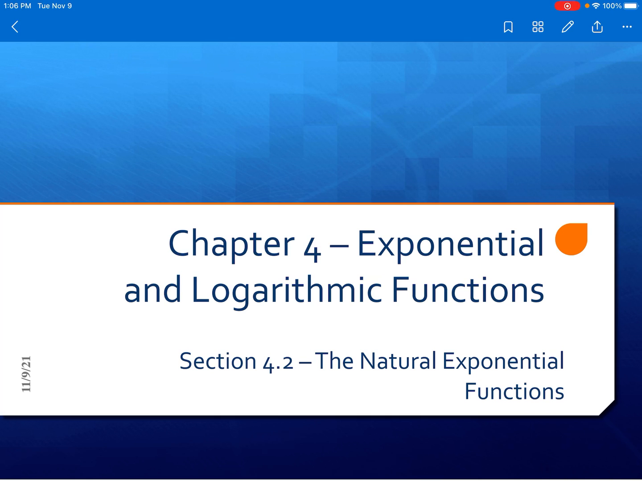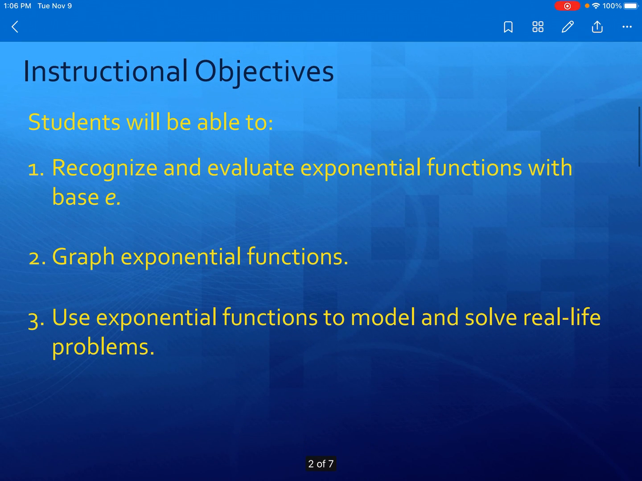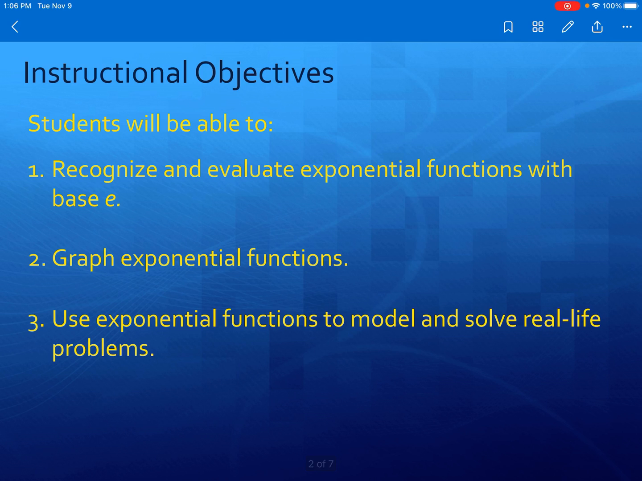All right, our second lesson in chapter 4 is very short today, and it's basically getting into what we call the natural number e. And we're going to look at exponential functions that are called natural. Now, the reason for this e is that it occurs so many places in nature that mathematicians had to figure out why this constant kept showing up. And it's really just a constant. It's a number on your calculator.